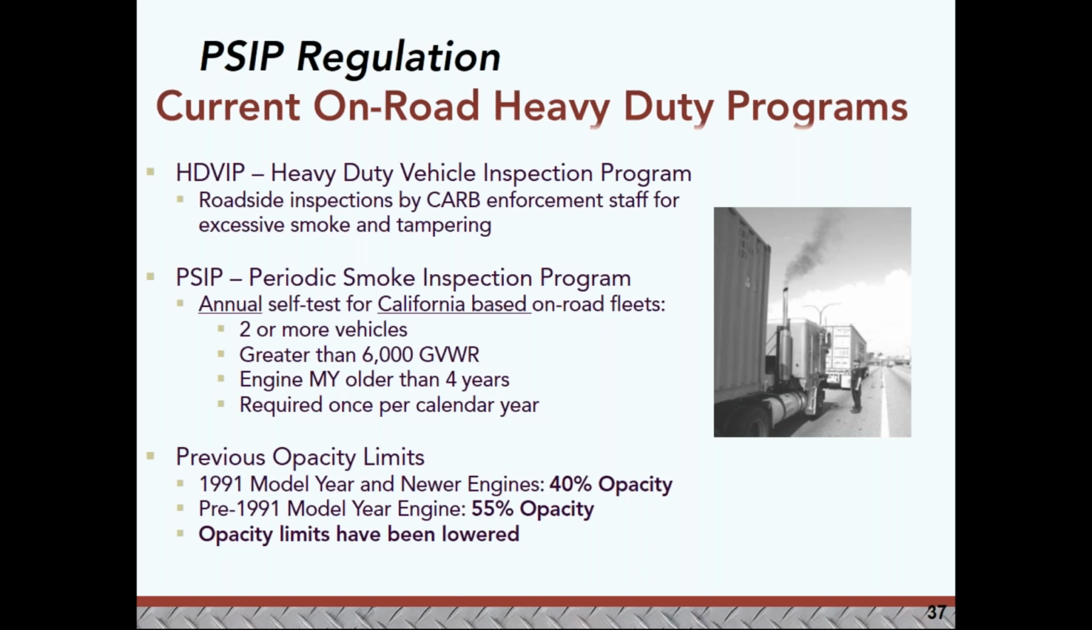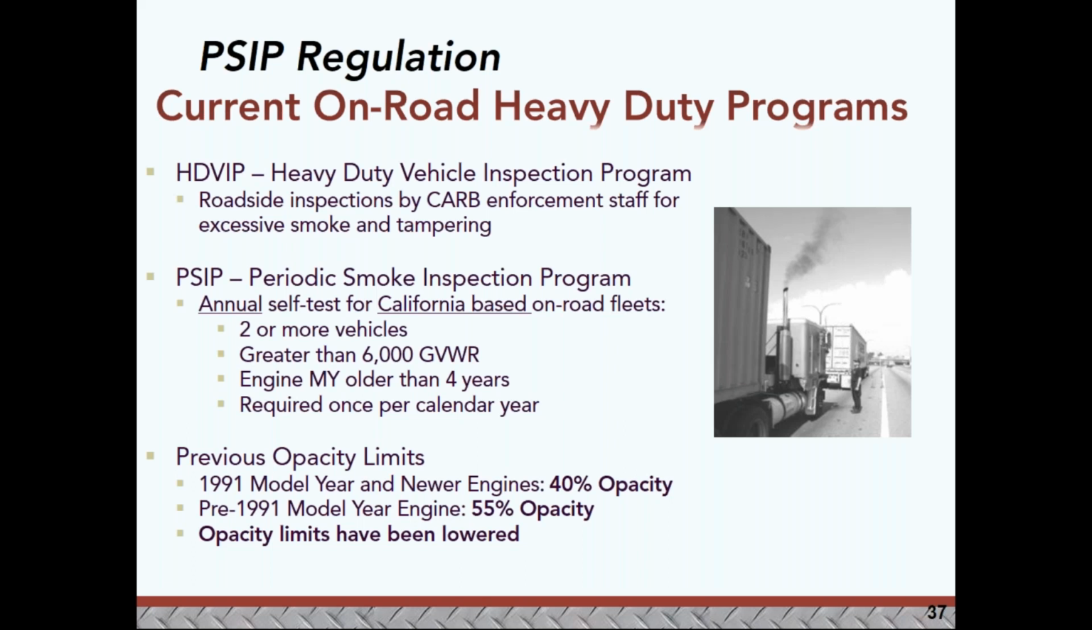The requirement for you, a truck owner, to do this to your own vehicles comes into play when you meet certain conditions. First of all, if you have 2 or more California-based on-road diesel vehicles that have gross weights of more than 6,000 pounds, and the engine model year is older than 4 years, you're required to conduct this SNAP test, this opacity test, every calendar year.